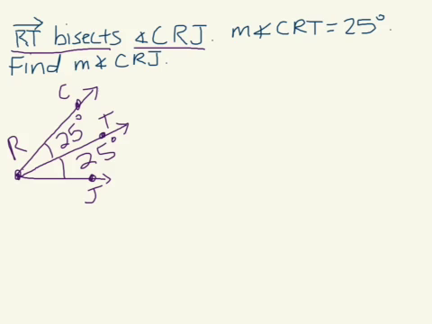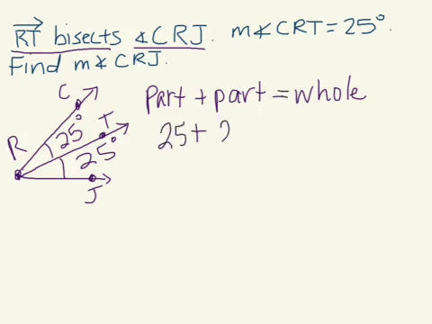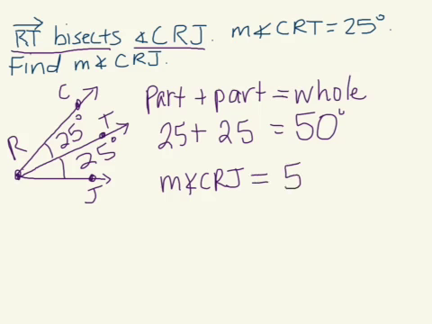Okay, then I'm being asked to find the measure of angle CRJ, which when I look at the picture, CRJ is the whole. And if you remember, the angle addition postulate, just like the segment addition postulate, is part plus part equals whole. So part is 25 plus the other part, which is 25, is the whole, which is 50. So the measure of angle CRJ equals 50 degrees.